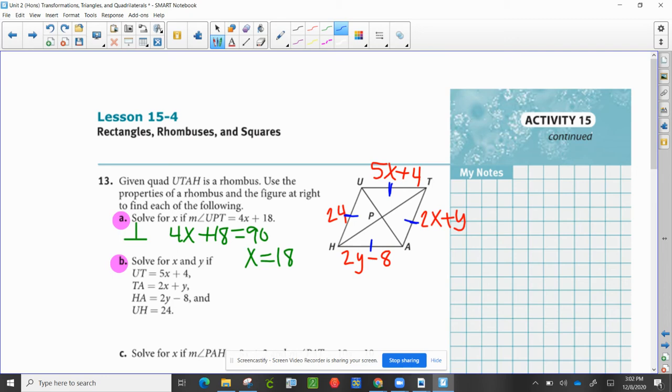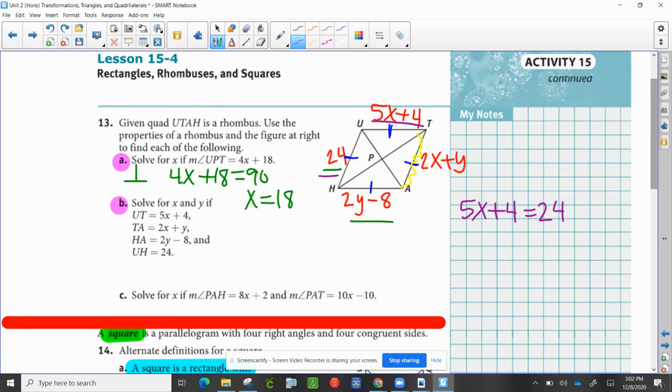So instead of solving this as a system, I'm probably not going to use the side TA at all, because that has x and y in it. But instead, what I can do is set up 2y minus 8 is equal to 24. But I can also set up that 5x plus 4 is also equal to 24. If all sides are equal, you can set up the equation however you want. If we solve this, we should get 5x equal to 20. So x we get is 4. So we didn't actually need a system at all.